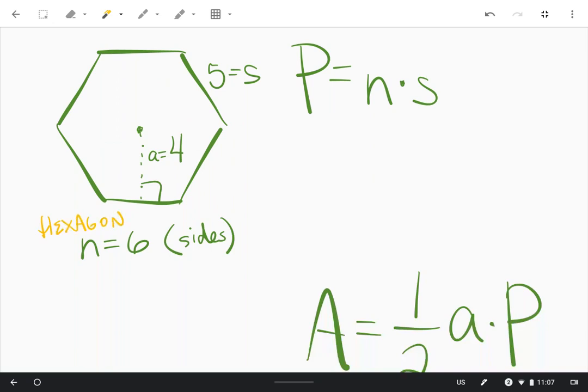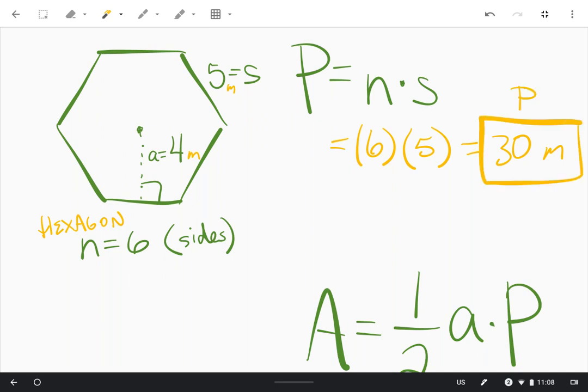You can always just Google it if you're not sure, but hexagon is 6, octagon 8, and there might be some others that come up. But in our case, hexagon is 6. So we're going to do 6 sides times the length of one side, which is right here, 5 equals s. So really it's just multiplying those two numbers together, and we get 30, and we'll call these meters. Okay, 30 meters. So that's the perimeter.